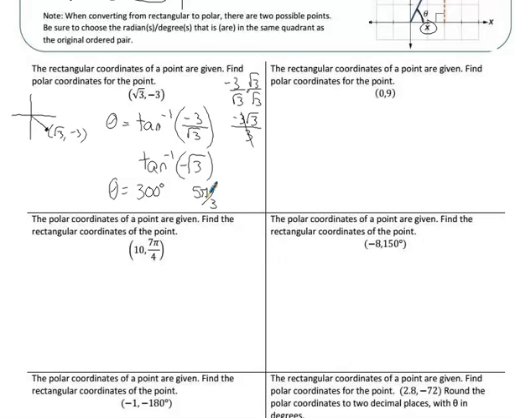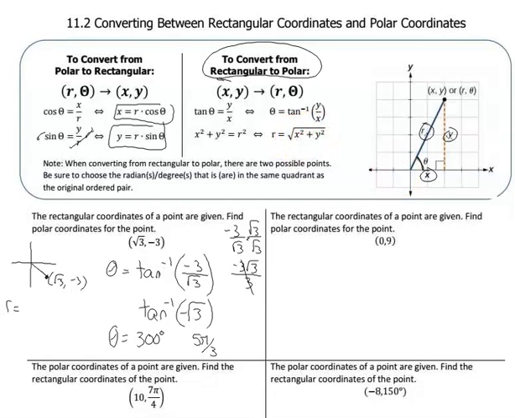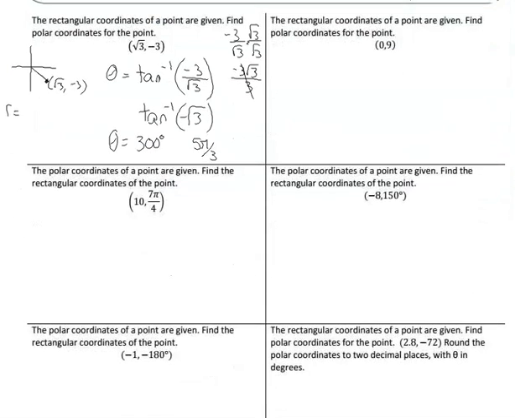And then r, let's talk about r. R is this length, and we said r was the Pythagorean theorem formula. R is the square root of x squared plus y squared. So r is the hypotenuse, the square root of square root of 3 squared plus 3 squared, which is 3 plus 9, which is square root of 12.